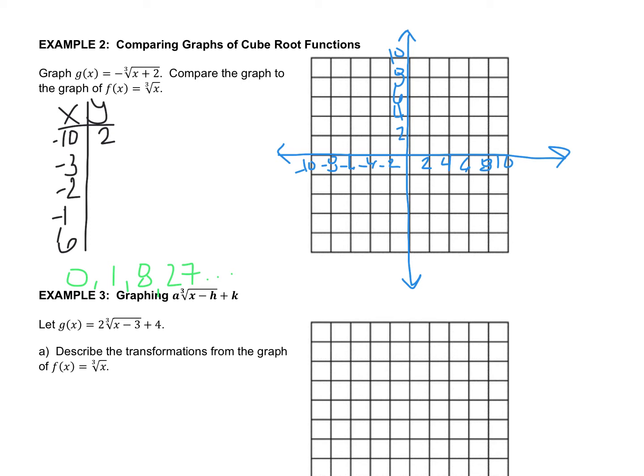When -3 goes in, it's a -1. The cube root is -1, but it's negative, so it's a 1. -2 gives me 0, so that one's going to be at 0. -1 goes in, it's a 1. Now it's a -1. 6 goes in, it's an 8, which makes it a 2. Now it's a -2. All right. Then I just want to plot these points real quickly. So -10, 2. -3, 1, -2, 0, -1, -1, and 6, -2.